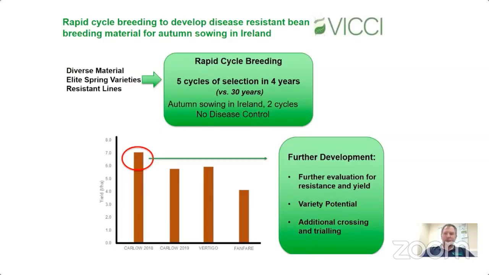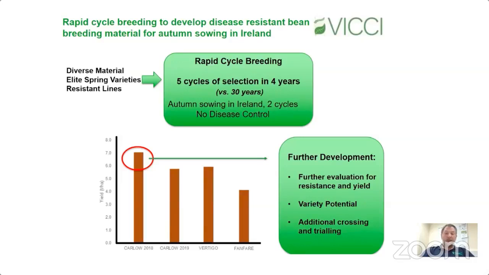This is an imperfect process, and it doesn't produce varietal material, but it can establish a pool of breeding material from which future selections can be performed. So our collaborators in the UK assembled a starting pool of material, including elite spring varieties and lines exhibiting resistance to chocolate spot and ascochyta.